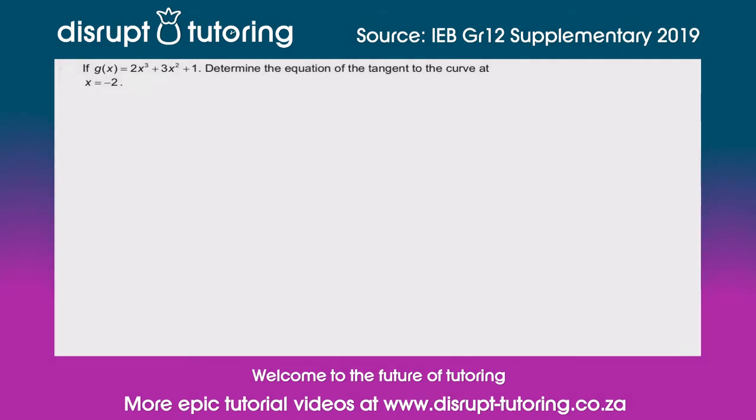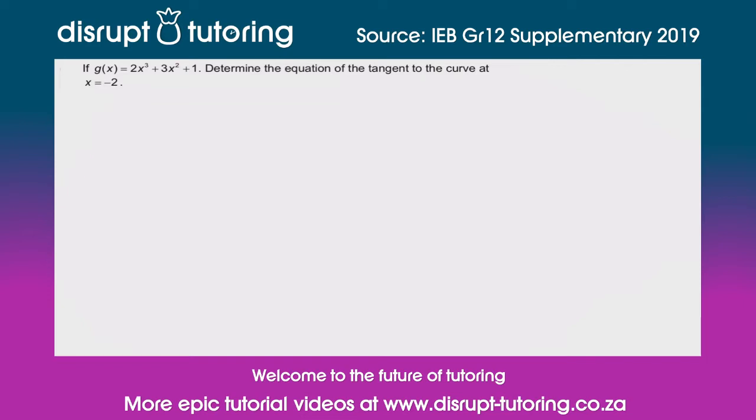Today we're going to deal with a differentiation type question, so something in our calculus section, and with that in mind, let's dive in. So they've said to us, if g of x equals 2x cubed plus 3x squared plus 1, determine the equation of the tangent to the curve. So what do we know about this equation that we need to solve?